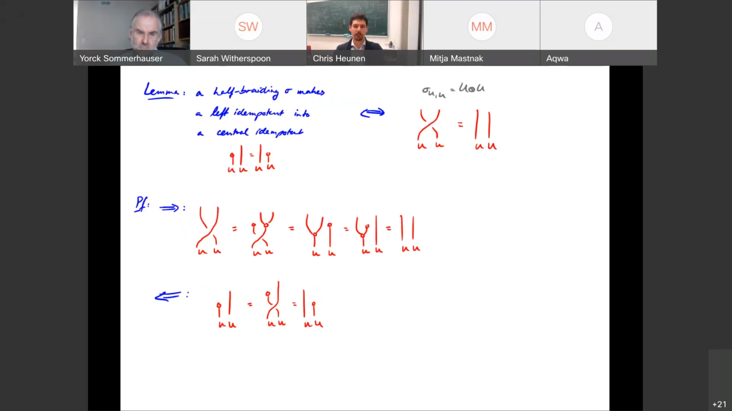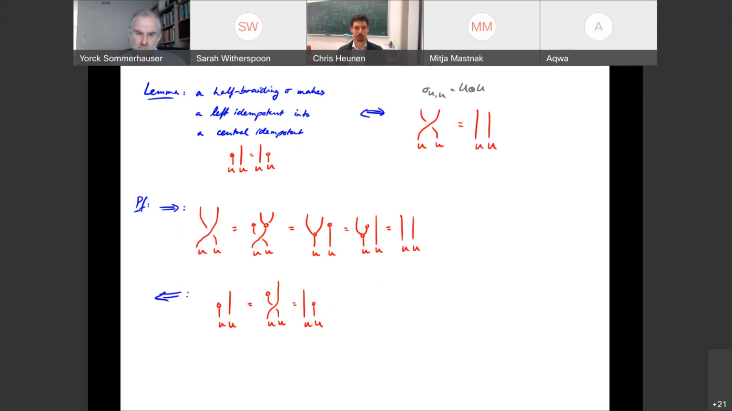Now another little lemma that is going to make our life easier later on: if you have a left idempotent morphism into the tensor unit that carries a half braiding, then that becomes a central idempotent if and only if that half braiding, when you swap u with itself, is the same as doing nothing. So in that sense, u is really central. You can give a little proof of that as well.